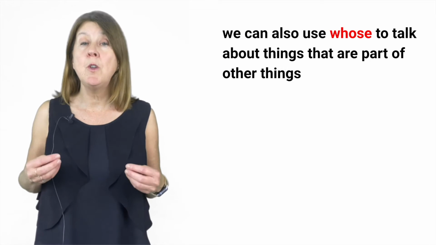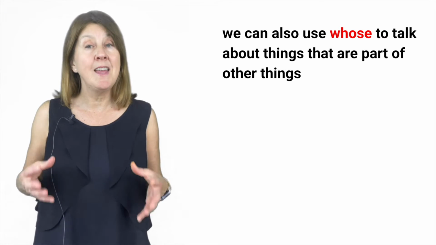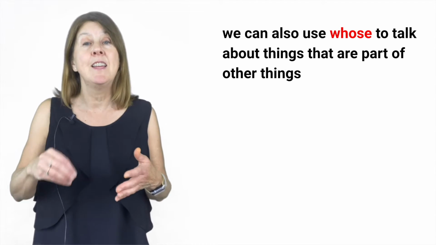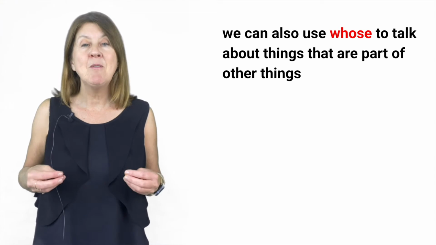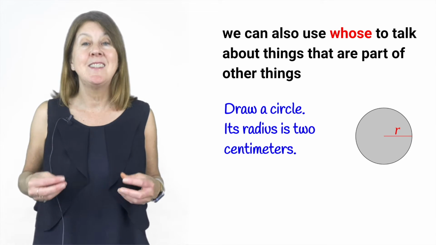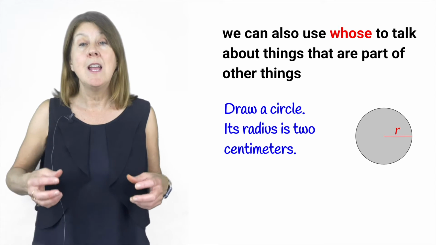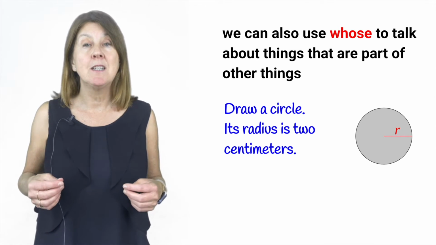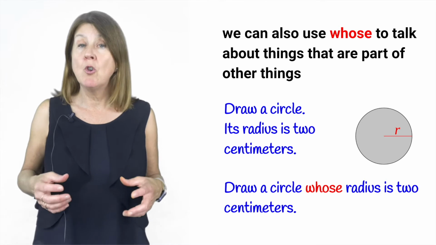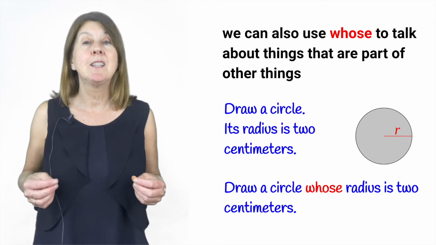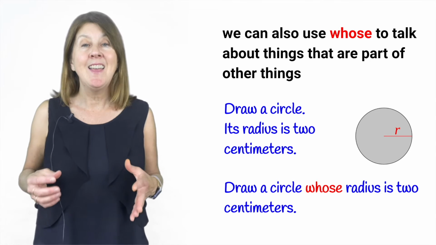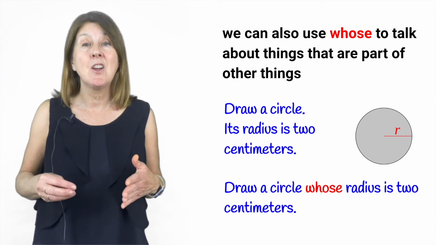We can also use whose to talk about things that are part of other things. For example, if we wanted to join these two sentences to have one sentence and a relative clause, draw a circle, its radius is 2 centimetres, would become draw a circle whose radius is 2 centimetres. Here the radius is part of the circle.